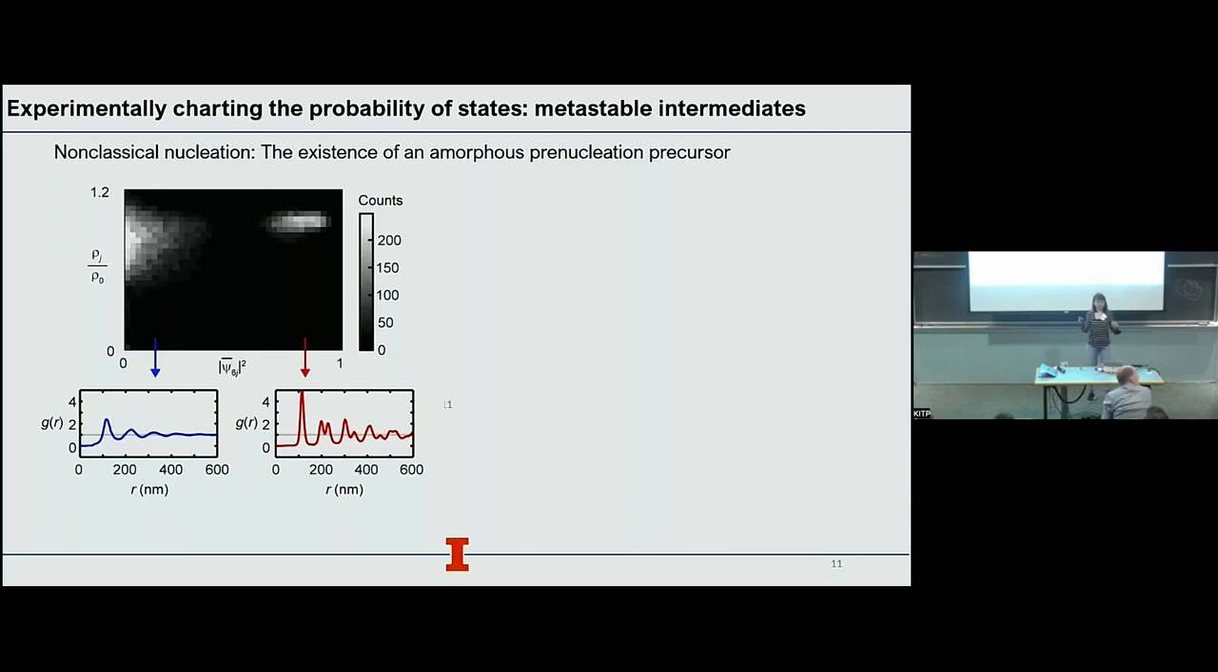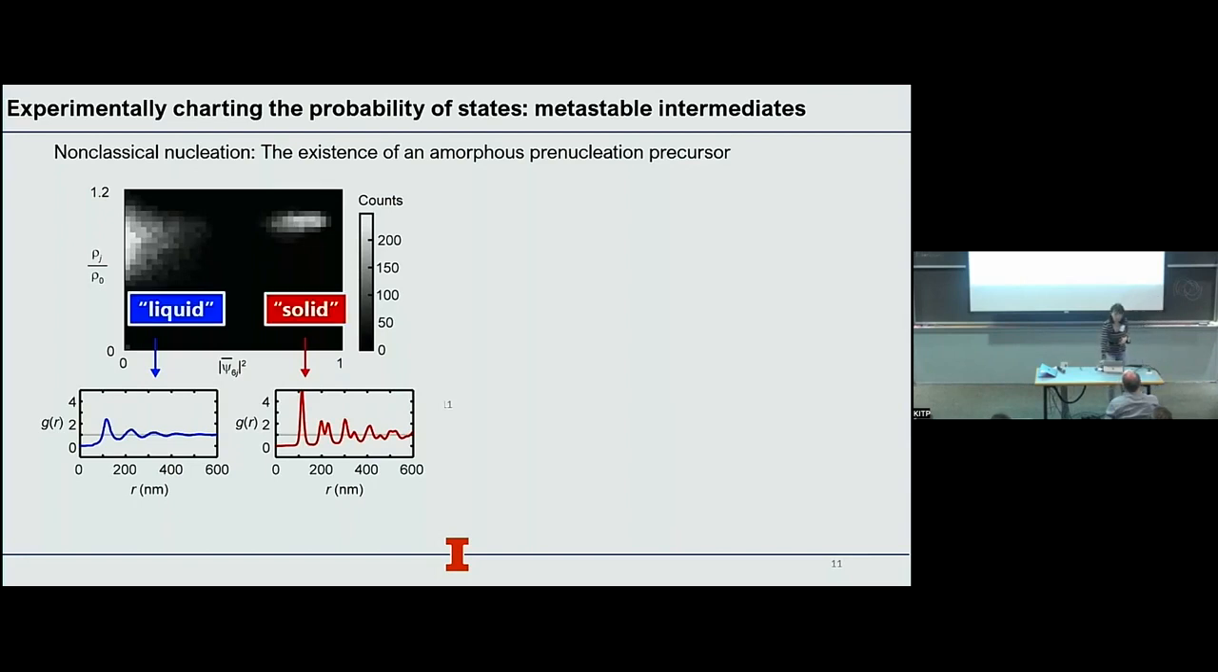Because we have a lot of particles and a long movie, that's how we can get this two-dimensional probability map. From this map, you can clearly see there are two states in the system. Beyond one state corresponding to high structural order and high local density, which is our final crystal, we also have another state of low structural order and high local density. And that's our pre-nucleation motif.